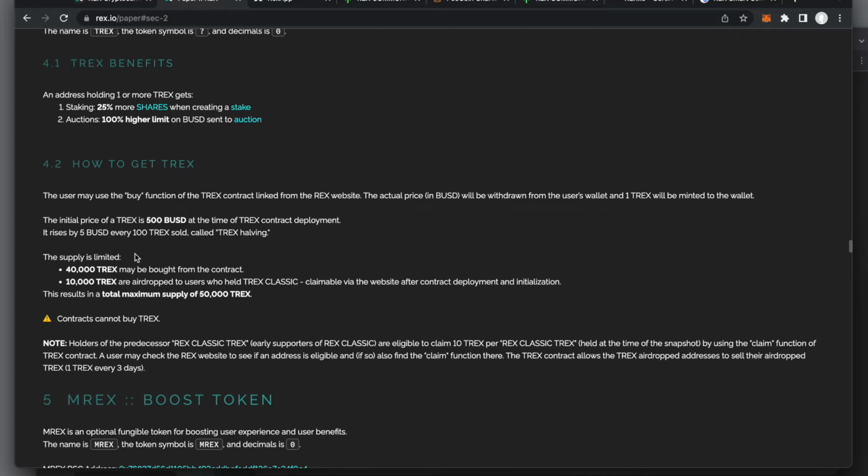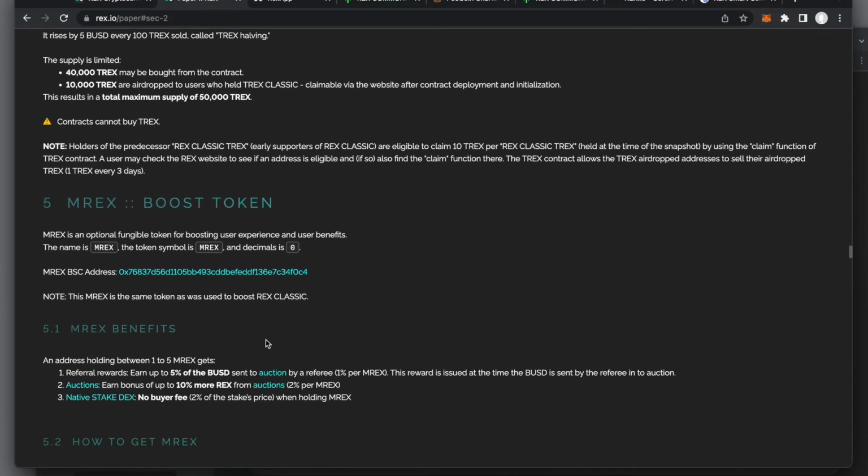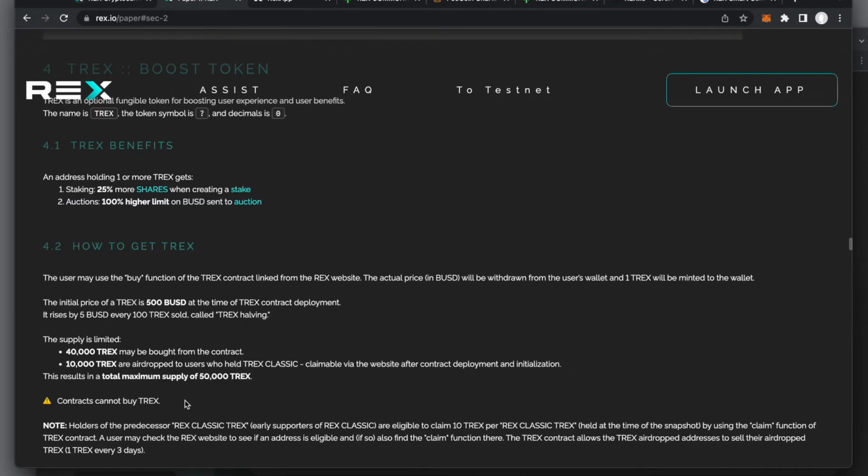The supply is limited. 40,000 TREX can be bought from the contract. 10,000 TREX are airdropped to users. A total supply of 50,000 TREX is available ever. TREX can only be bought by individual users, not by contracts.